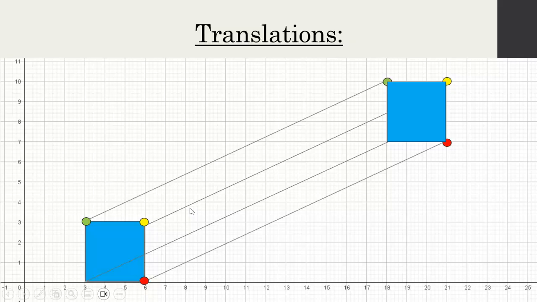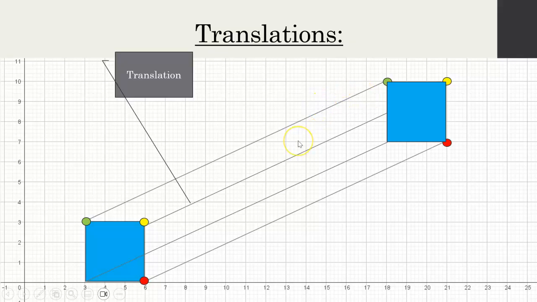So you could do this on a sheet of paper with your set squares. If you get the length from there to there, we could just slide that length down to here and get this length, or we could slide it across and get that length.